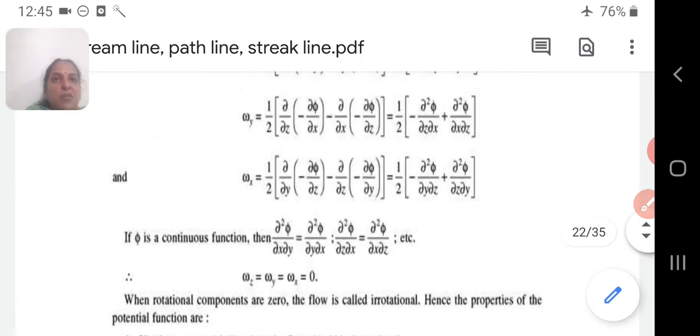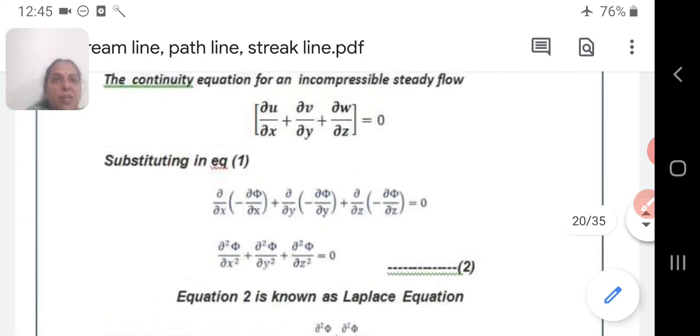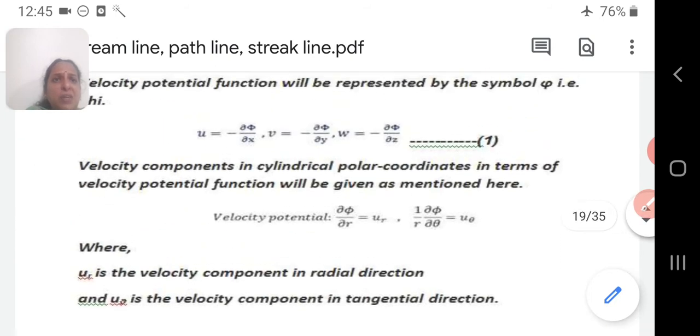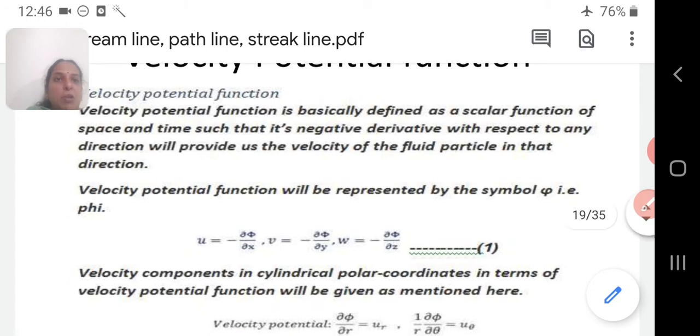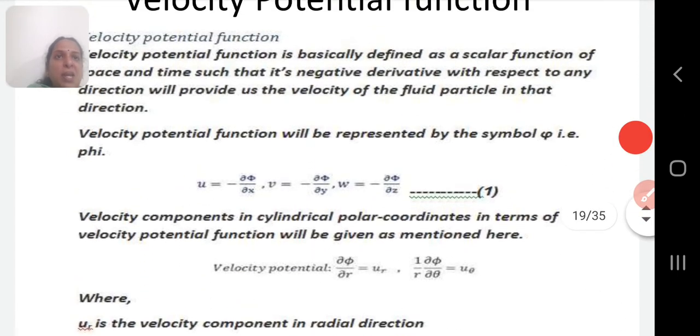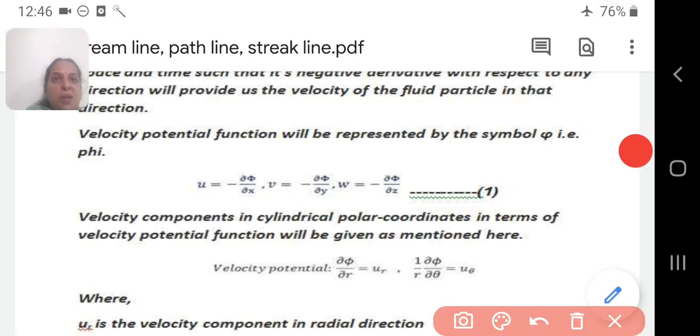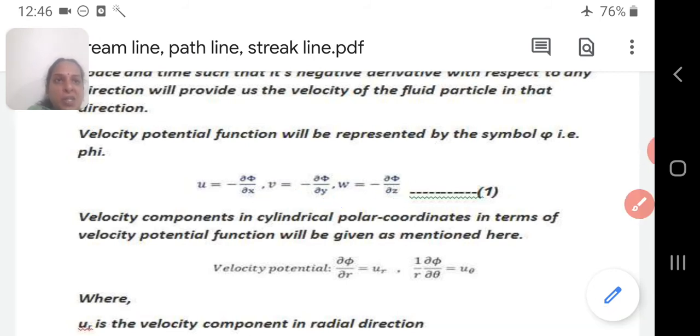So in case of your potential function, if you remember, this scalar function gives the negative derivative with respect to any direction, which will provide the velocity. So here we get u is equal to minus dou phi by dou x, v is equal to minus dou phi by dou y, and w is equal to minus dou phi by dou z. It will be giving the velocity in the corresponding direction itself. If you observe that equation, if it is u, the corresponding direction is x, if it is v, the corresponding direction is y, if it is w, it is z. In the corresponding direction itself it gives.